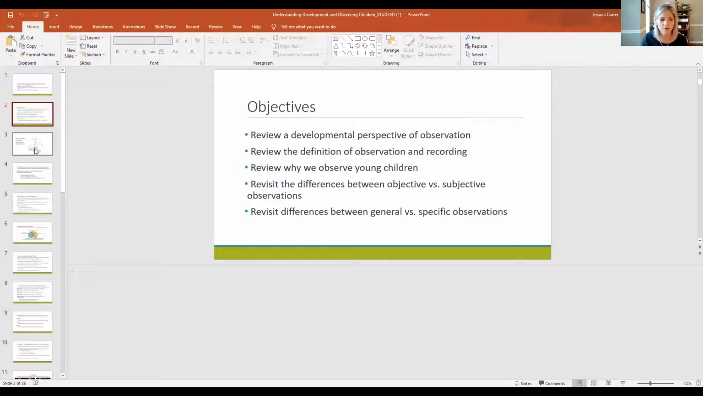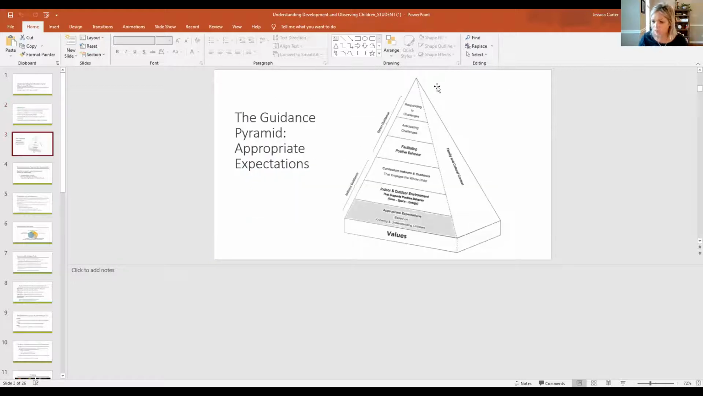So we're jumping around in terms of content, but if you remember this visual from our first class meeting, this is that guidance pyramid that we talked about. We already spent some time discussing how the foundation of our guidance principles comes from these appropriate expectations based on our understanding of child development. So the knowledge that we have about young children is going to help us as we learn to observe and analyze children's behaviors.